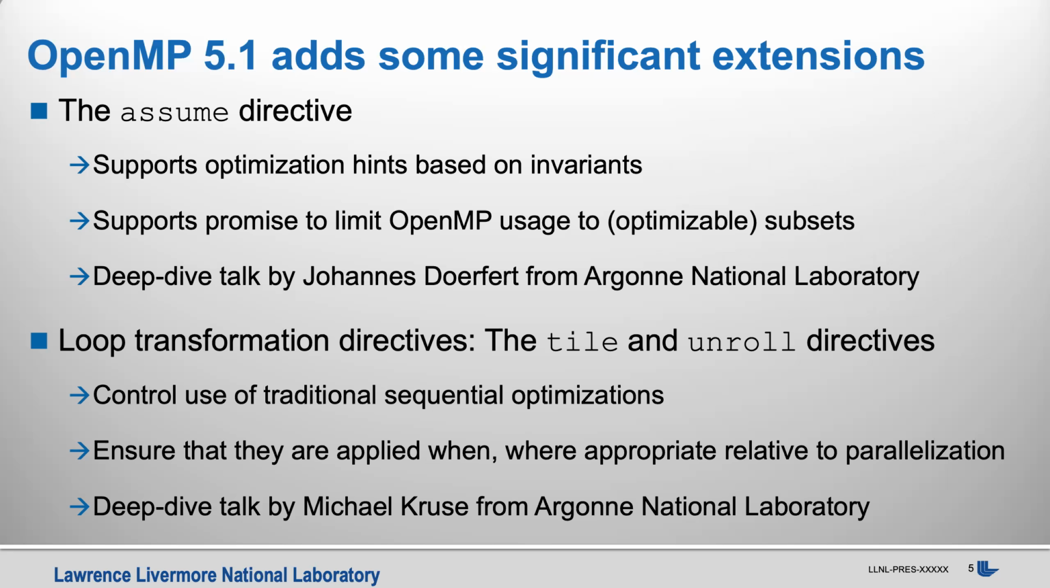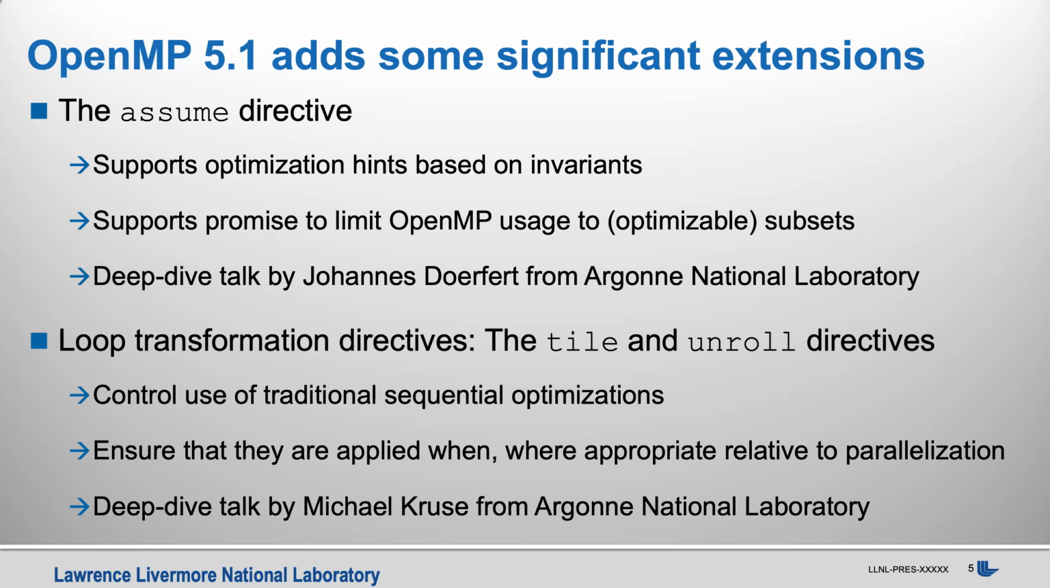Then finally, for the significant extensions in 5.1, we have added loop transformation directives. And so these are ways to specify what we would think of as traditional sequential optimizations for loops. In OpenMP 5.1, we've added support for tiling and unrolling of loops. And so these are in the form of the tile directive and the unroll directive, and you can control how many iterations are unrolled. You can control the block sizes of the tiles.